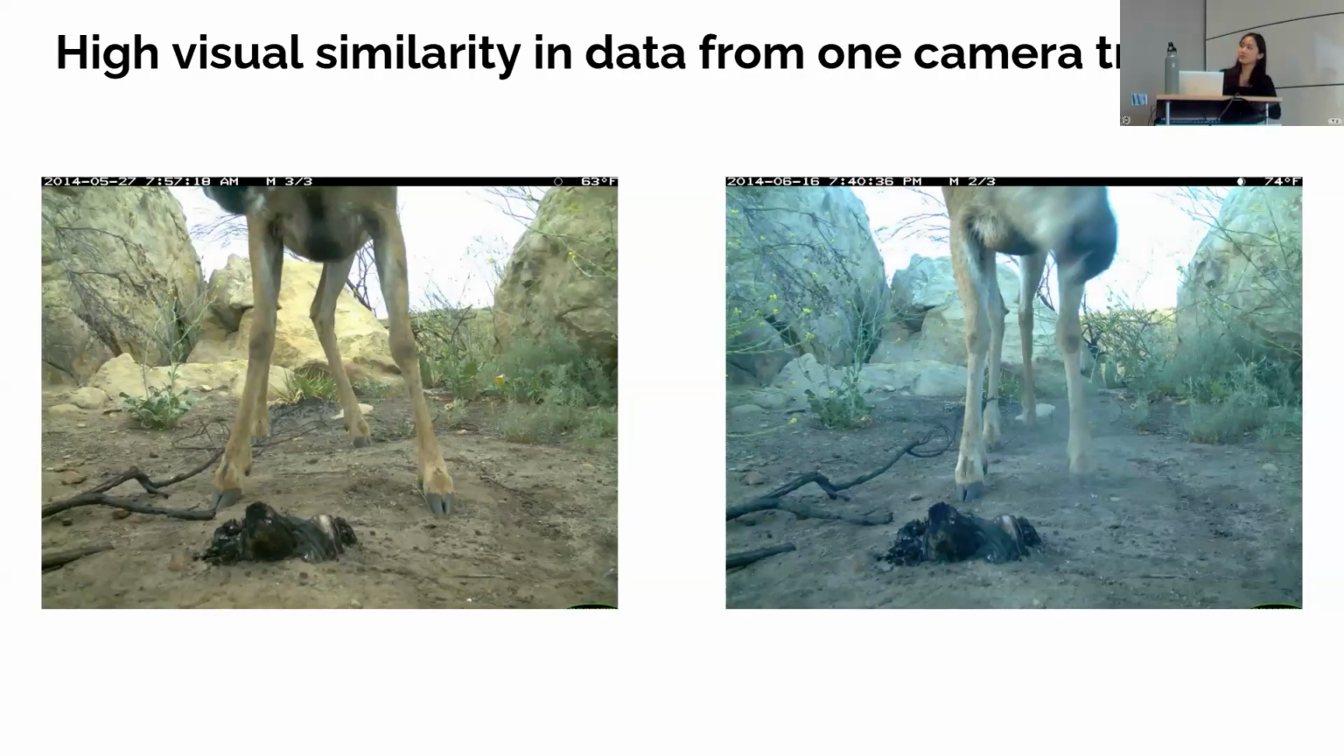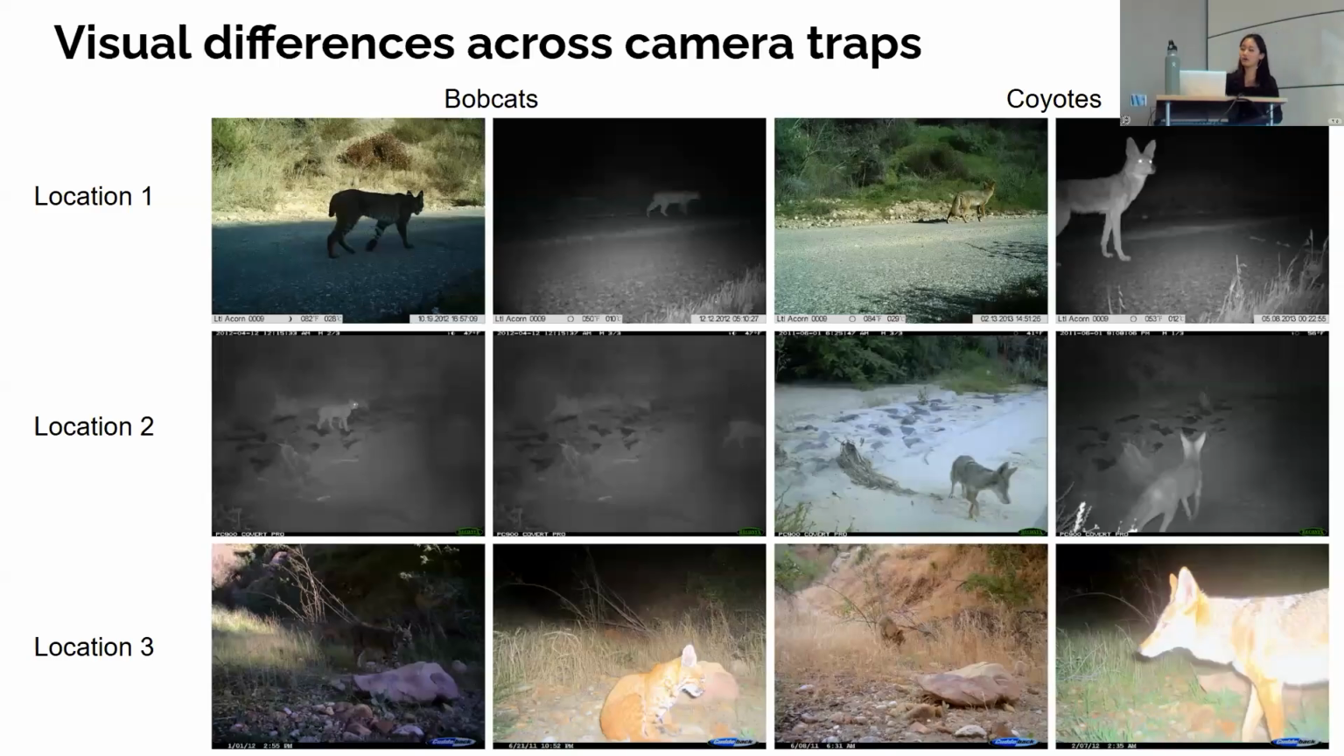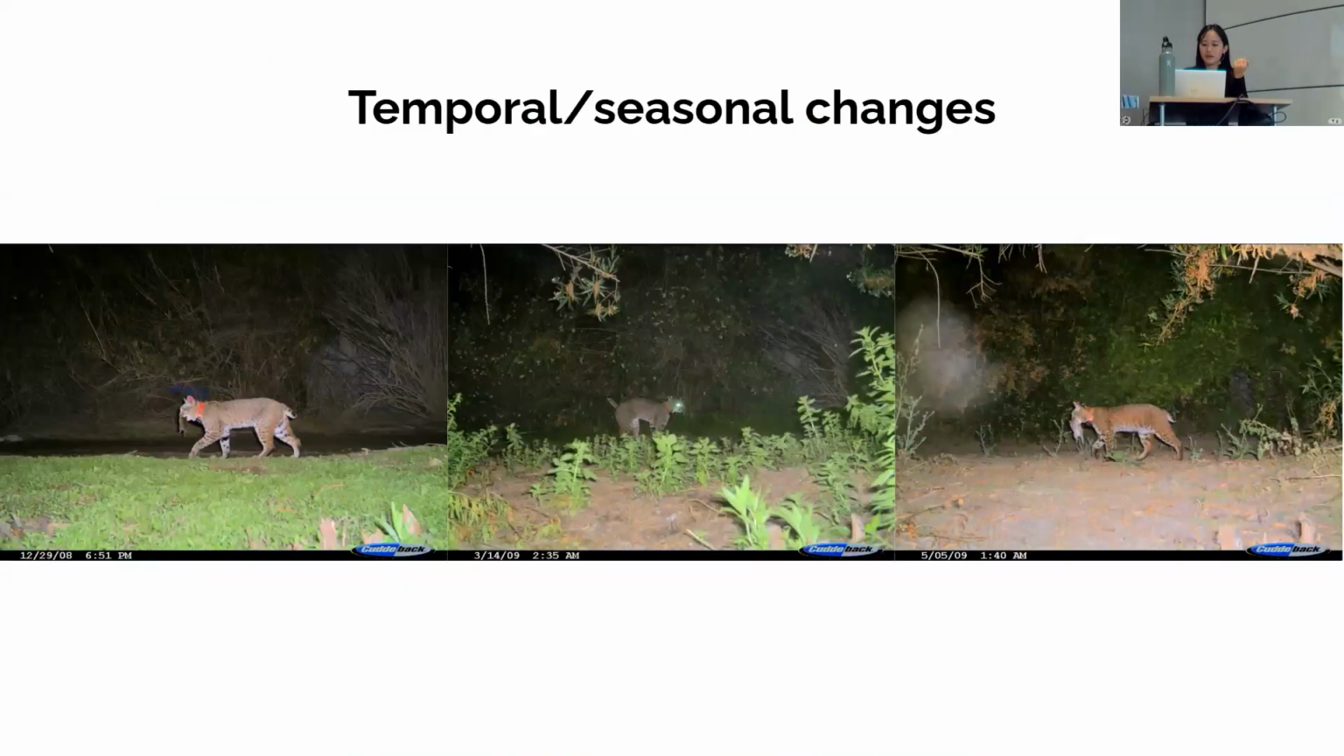These are examples of high visual similarity from one camera trap to another. And here are also more examples of visual differences that can occur across camera traps. So you can see why it may be so challenging for a model to learn. And obviously there's temporal and seasonal changes. It's kind of wild because if you look at this image, the bobcat, I think it's a bobcat, correct me if I'm wrong, in the left image and the right image, it's walking very similarly from right to left with the prey in its mouth, but you can clearly tell from the vegetation around it that it's a different season or a different time of year.